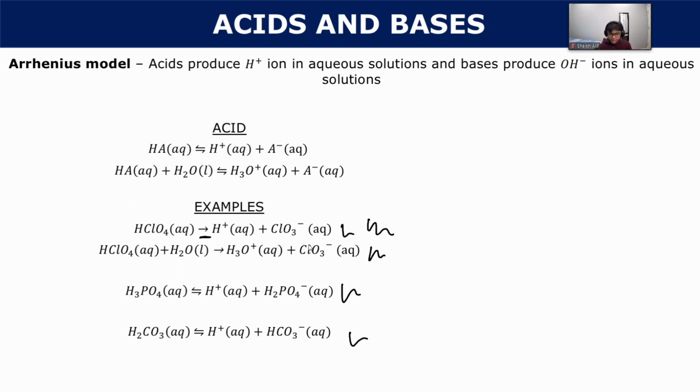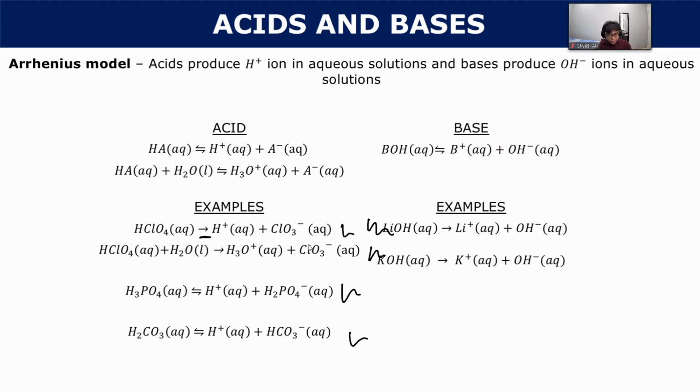So now that we've looked at acids, let's take a look at bases. Bases are going to be in the form of BOH produces B plus ions and then OH minus ions. Here are some examples. Let me just erase that real quick. So LiOH produces lithium ion and then hydroxide ions, and then KOH produces potassium and then hydroxide.